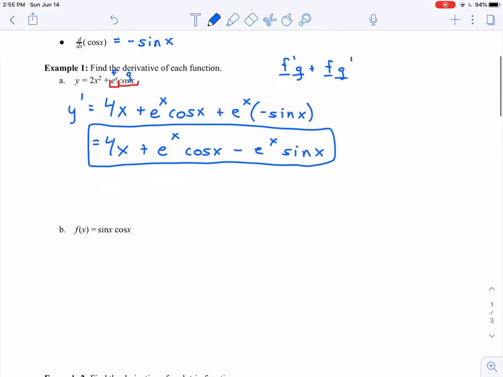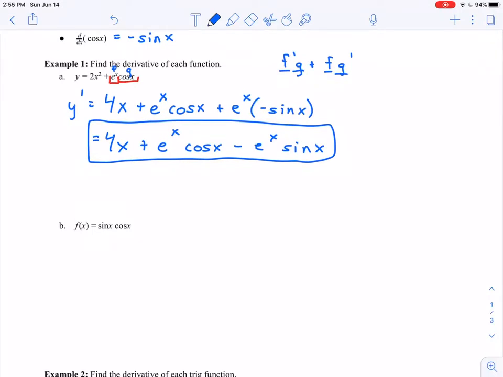Next up, part B, I have f of x equals sine of x times cosine of x. So I look at this, I see sine of x times cosine of x. Again, I said times. That should hopefully emphasize that we need, again, the product rule. So I need the product rule. I need f prime times g plus f times g prime. Maybe I'll call this function f and I'll call this function g.